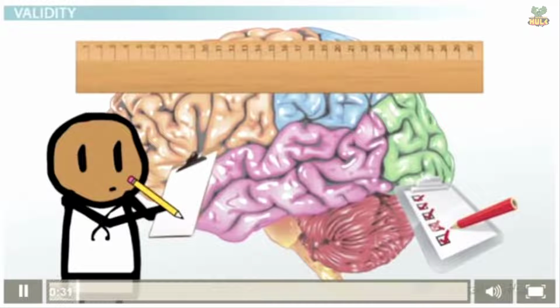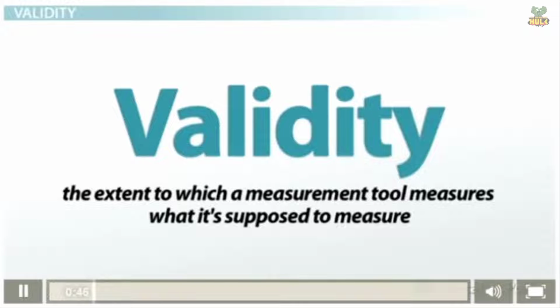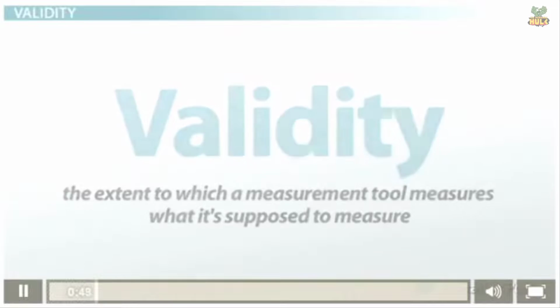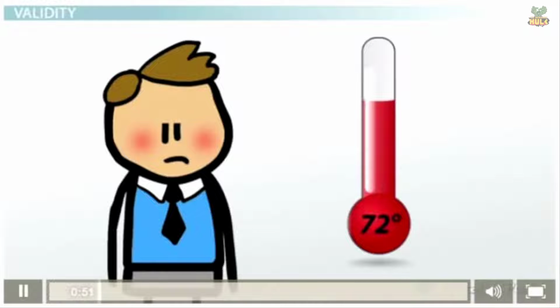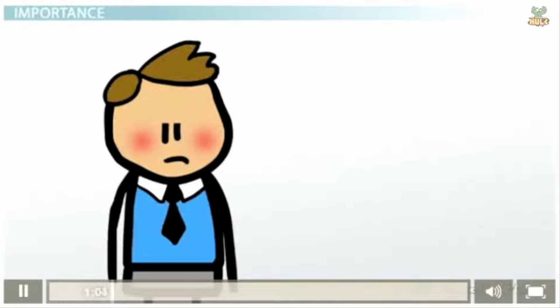Surveys, observations, brain scans, saliva samples, these are just a few of the many different tools used in psychological measurement. But what happens when a tool doesn't measure what it's supposed to measure? Validity is the extent to which a measurement tool measures what it's supposed to measure. Remember your thermometer? It's measuring the room temperature, not your body temperature. Since it's supposed to be measuring your body temperature, the thermometer is not valid. In the case of the thermometer, we can easily see why validity is important. Without it, we don't know what our body temperature is.